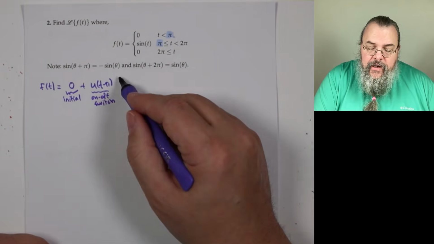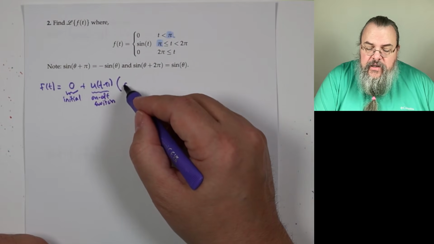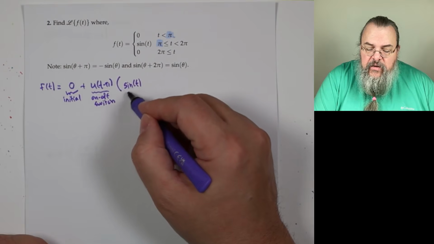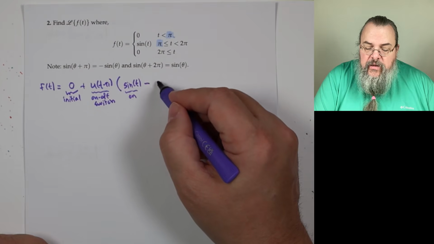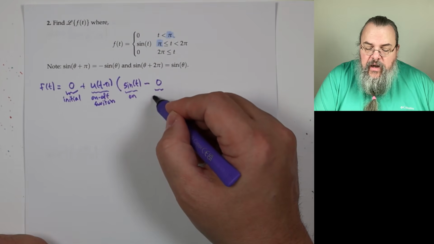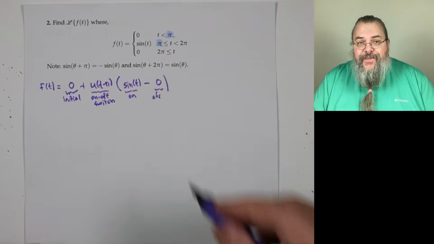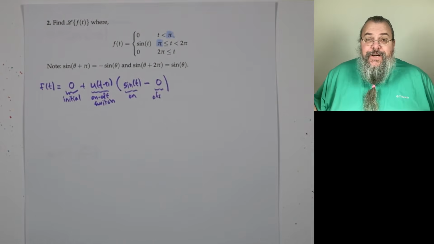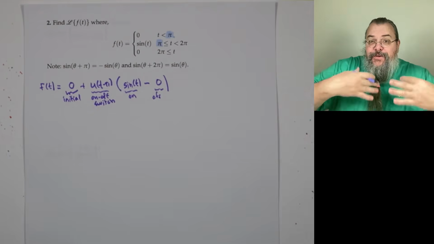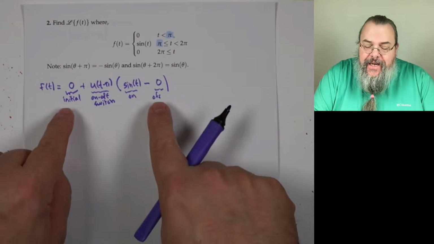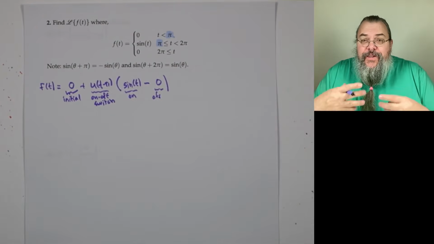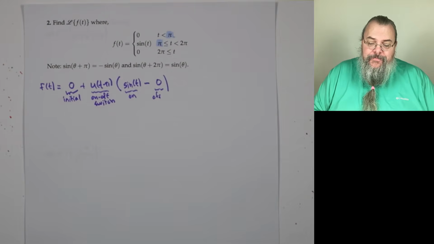Now what am I turning on? I'm turning on the sine of t. So this is the on. And then I'm subtracting the initial. This is the off. Of course, subtracting 0 doesn't really mean much here, but I just want to go through and write down the process because I want to make sure there's a reason why things are the way they are.